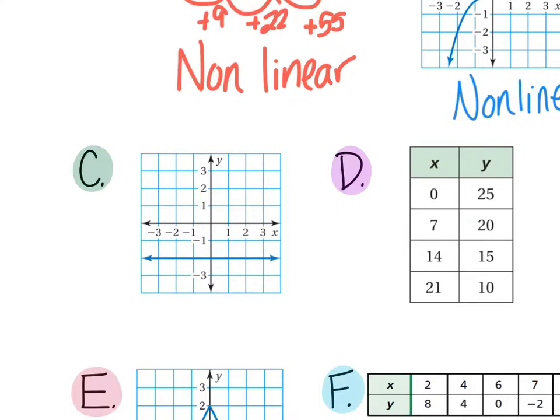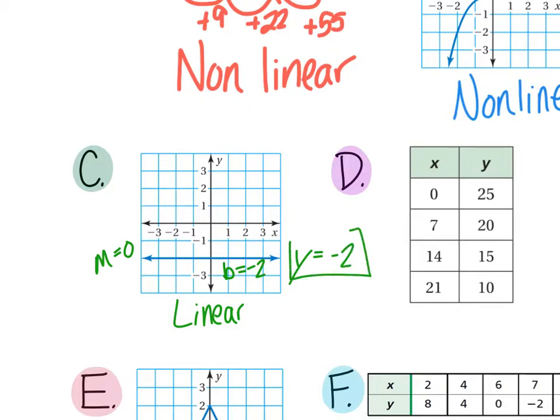Example C, this is linear. And in fact, we have an equation for this one. We know it has a slope of 0 for a horizontal line, and it has a y-intercept of -2. So our equation is y equals 0x, or don't write anything at all if it's 0x, minus 2. That's our horizontal line. That is the function for this line.